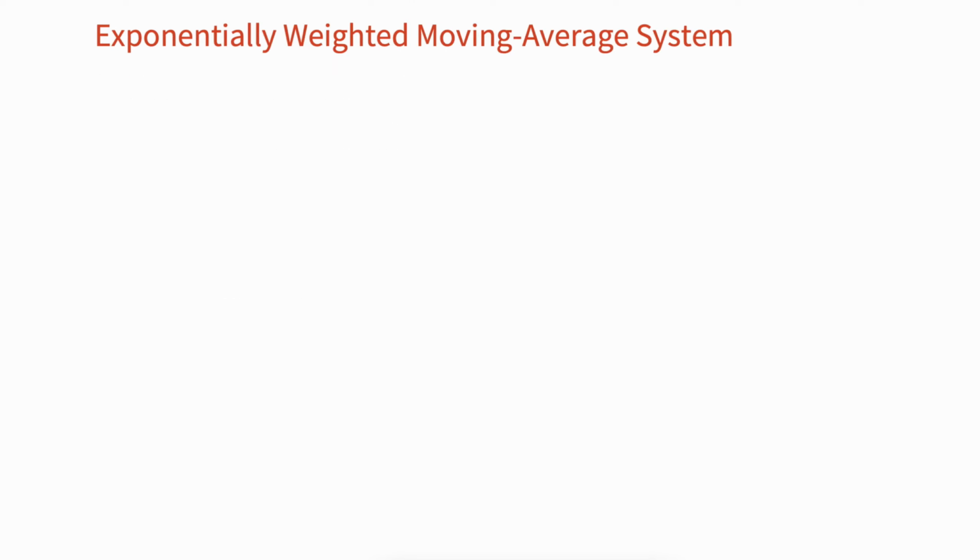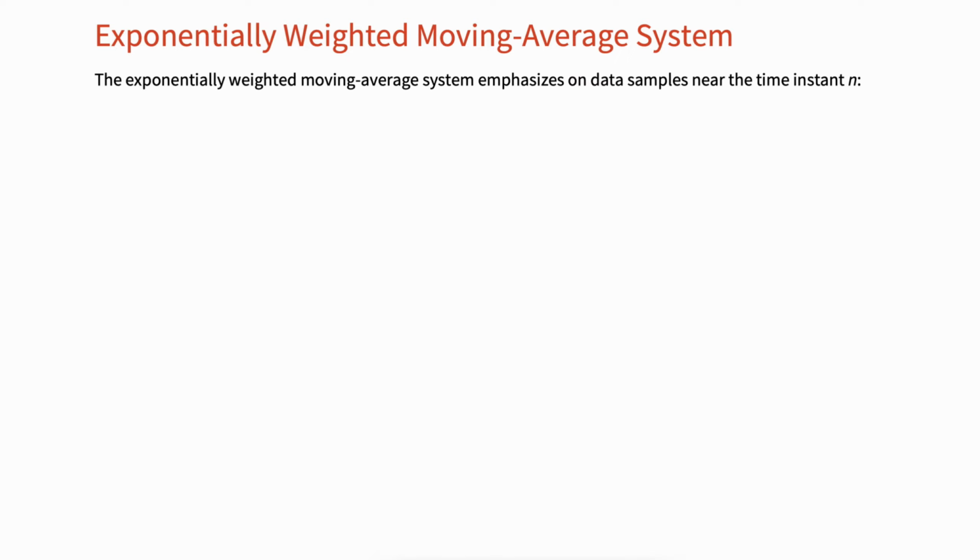For the next example, let's look at the exponentially weighted moving average system, which is very similar to the moving average system with more emphasis on data samples near the time instant n. Let's see how this is done. The exponentially weighted moving average system is defined by the equation indicated here. This equation gives y of n in terms of y of n minus 1 and x of n, and alpha is a positive number smaller than 1.